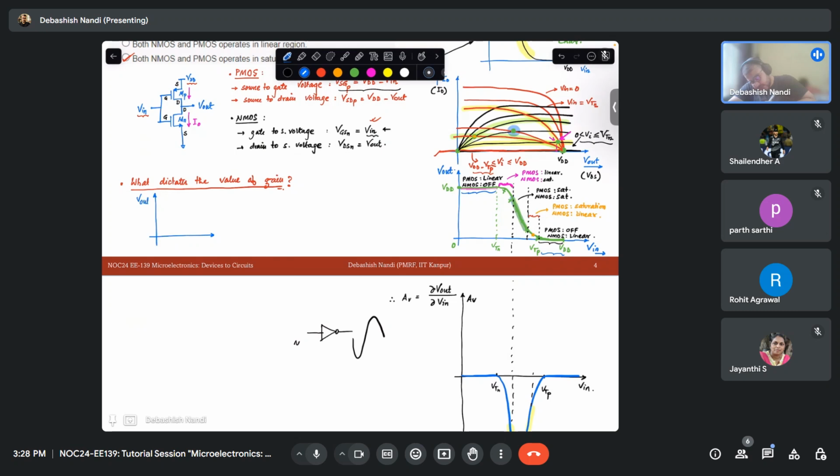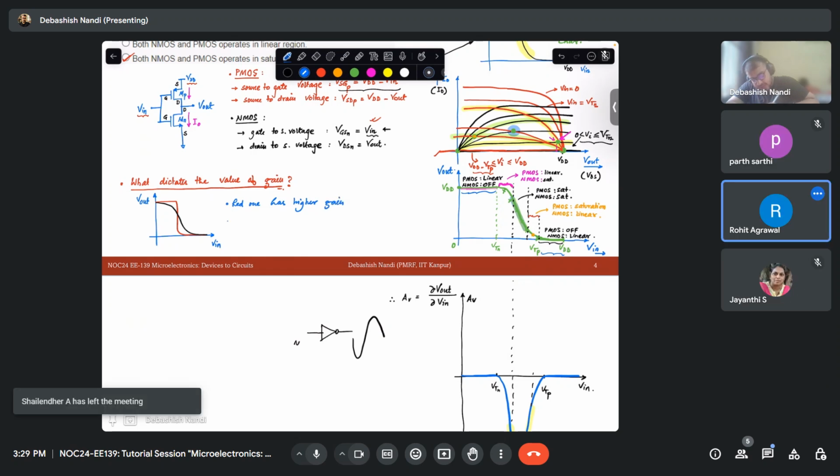let's say this is your V out, this is your V in, and I give you two curves. One is this, another one is this. So which one has higher gain? Red. The red one has higher gain. So how can we get the red curve from the IV characteristics? What determines that?